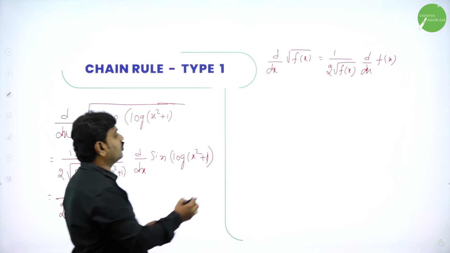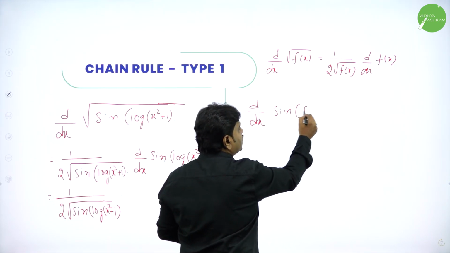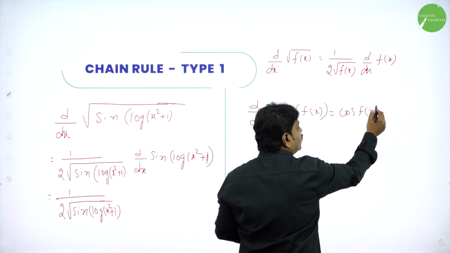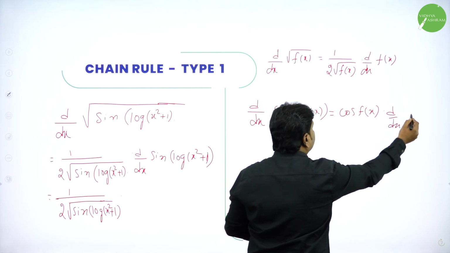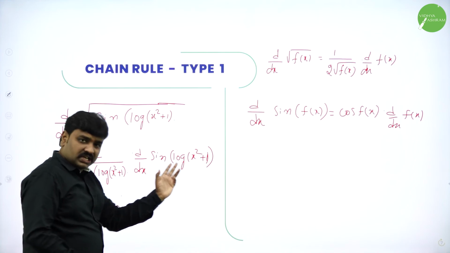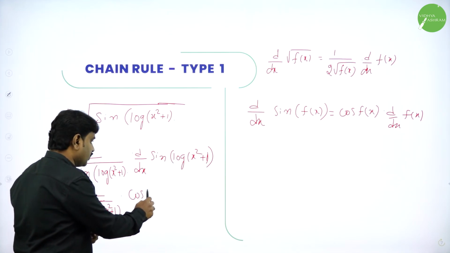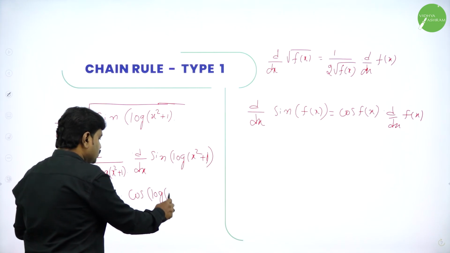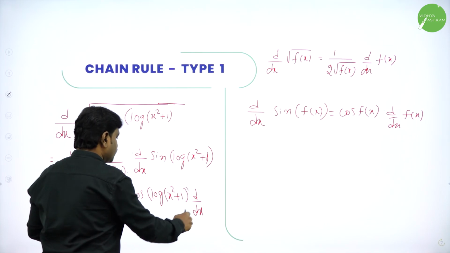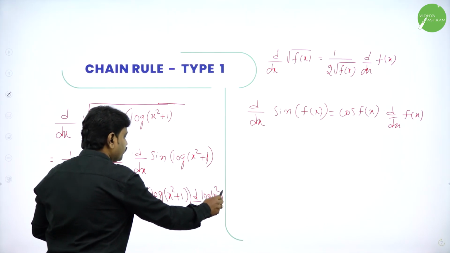Derivative of sin, all of you know what is d by dx of sin f of x. Just now I taught you, derivative of sin of f of x will be what? Cos f of x into d by dx of the internal function f of x. Now it is in the form sin f of x, so it will become cos f of x into d by dx of internal function. So it will become cos of log of x square plus 1 into d by dx of internal function. What is the internal function? Log of x square plus 1.